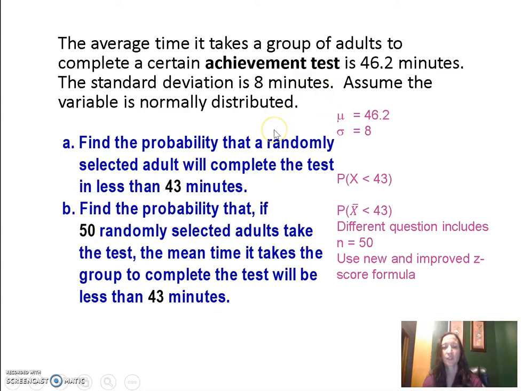So we have a couple of questions here. Find the probability that a randomly selected adult completes the test in less than 43 minutes. And I've written that probability statement here. And part B asks for the probability that 50 randomly selected adults on average take less than 43 minutes. And I've written that probability statement here. Now, part A is going to use the original Z-score formula of x minus mu over sigma, but part B introduces a sample size of n equals 50 here, so we need to use the new and improved Z-score formula.